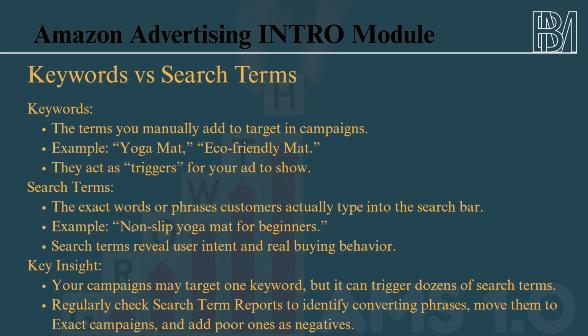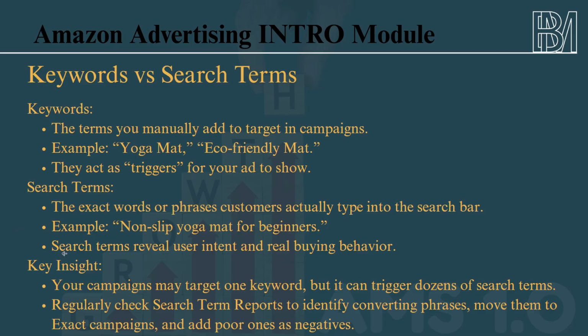This is what the customer is typing for our product. I'm using the keyword yoga mat for my product, but the customer is typing non-slip yoga mat for beginners. So this one is the search term that the customer is typing, and these are the keywords that we have added manually in our campaigns.